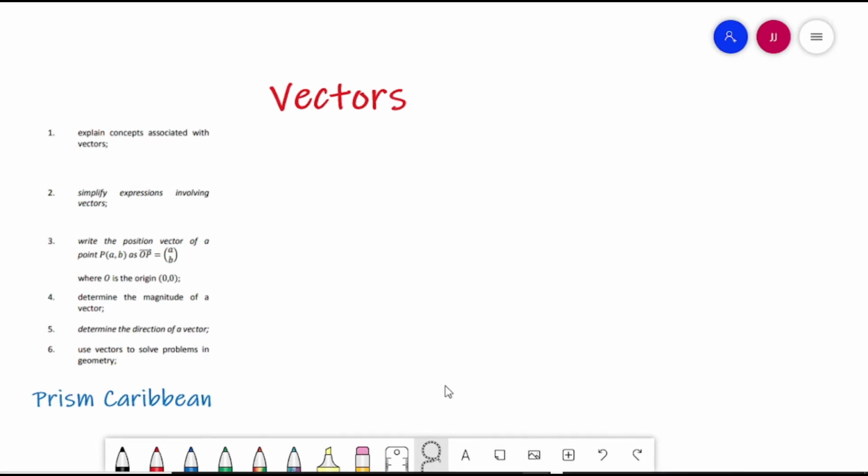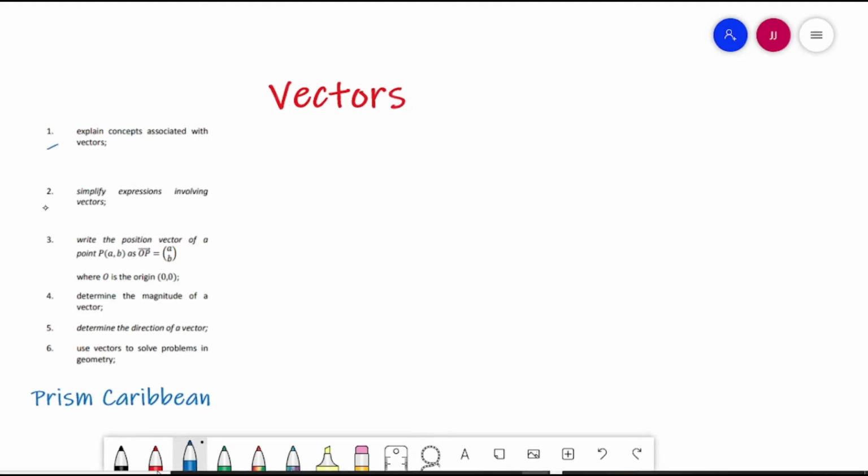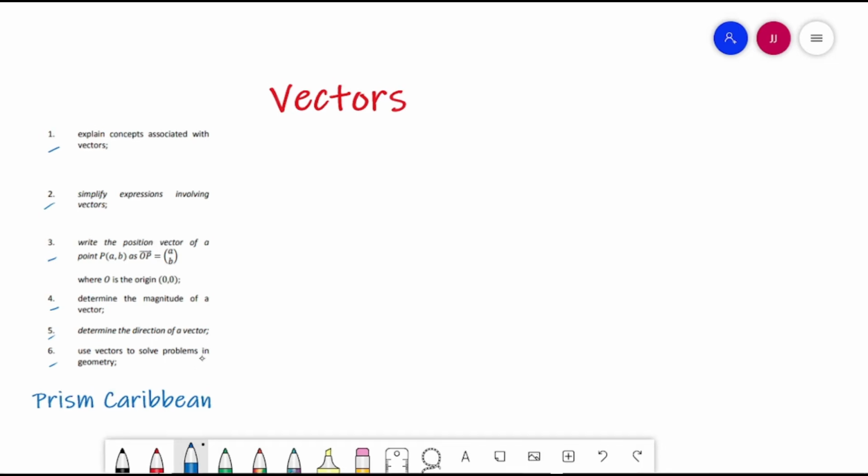We have to be able to explain concepts associated with vectors, simplify expressions involving vectors, write the position vector of a point, where O is the origin, determine the magnitude of a vector, determine the direction of a vector, and use vectors to solve geometry problems. In past CXC papers, they usually test all of this in one. I won't be going through every single concept in detail in this video.